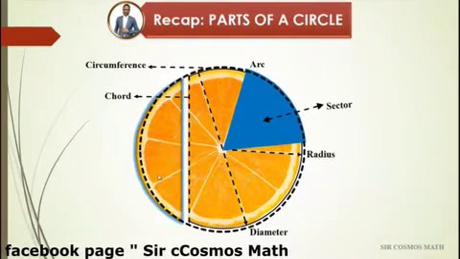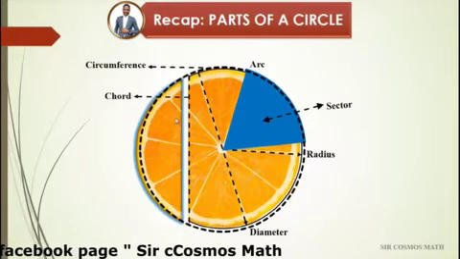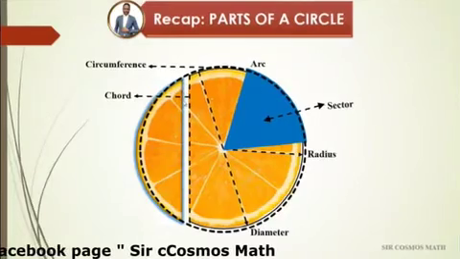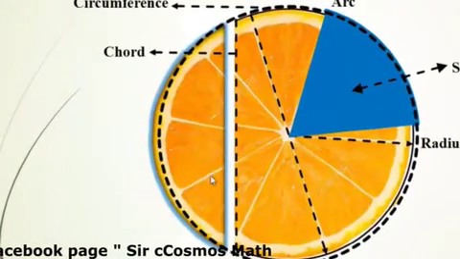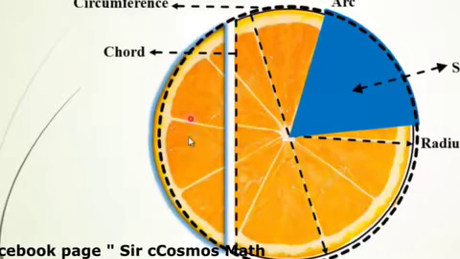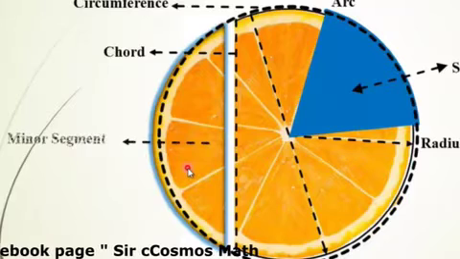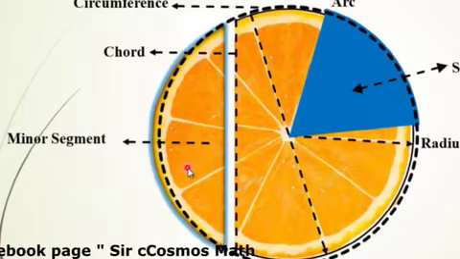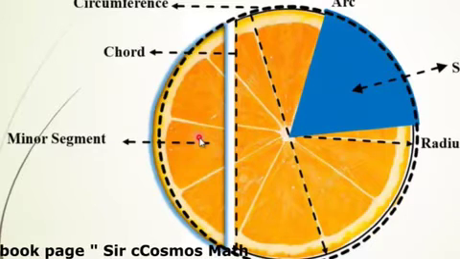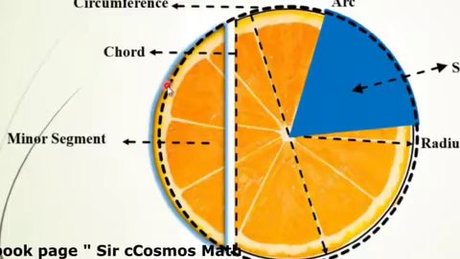What is the name of this area, with the blue lines? Remember, it is bounded by a chord and then an arc. This is the name given to this area. The name is very simple. It's called a segment. So a segment by definition means an area bounded by a chord and an arc.